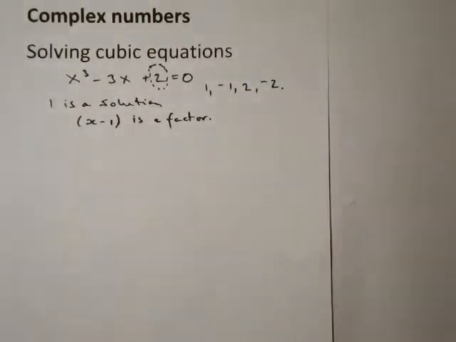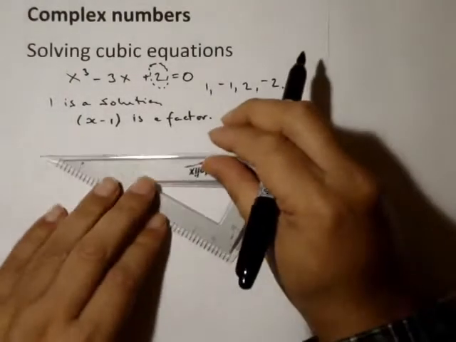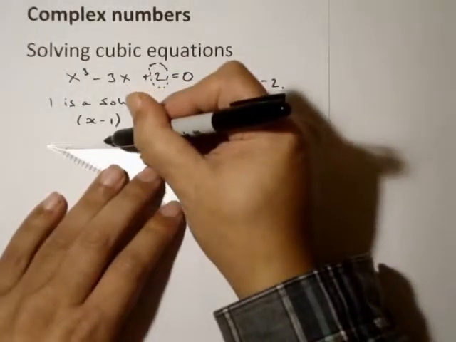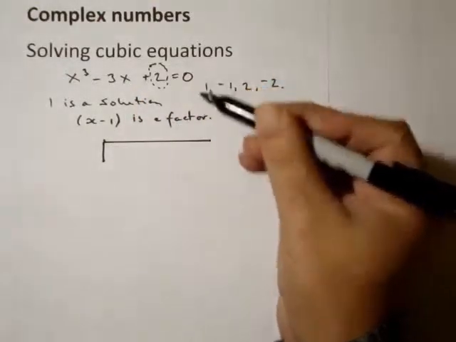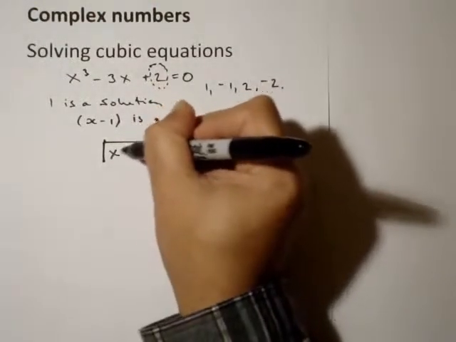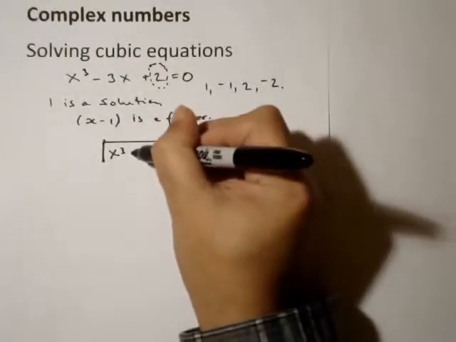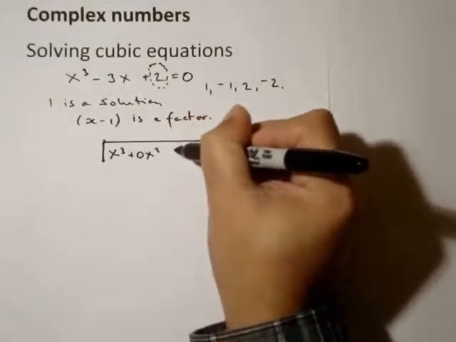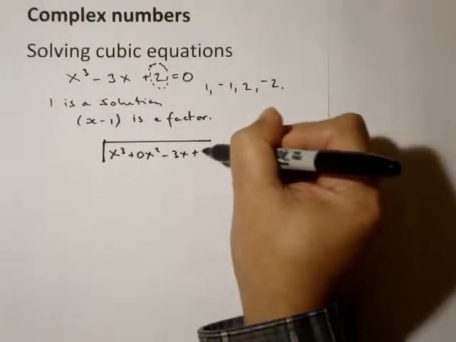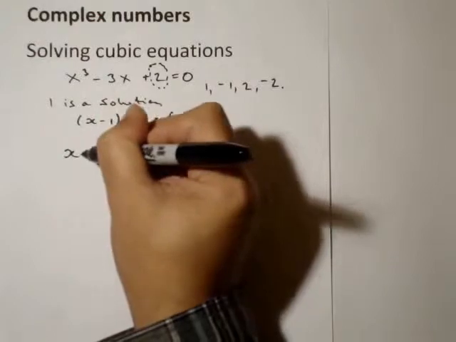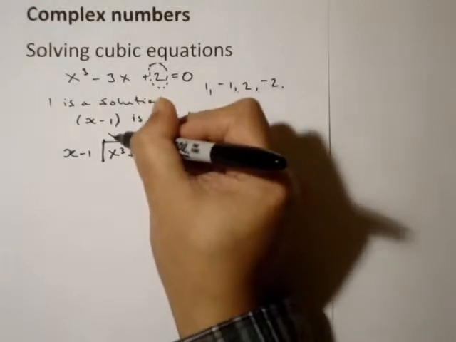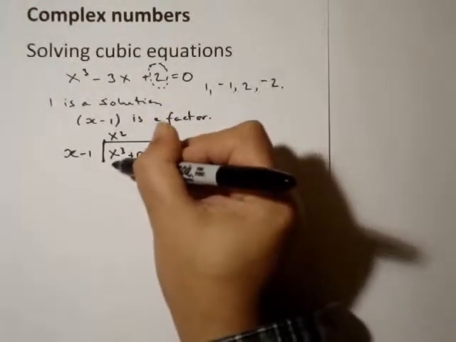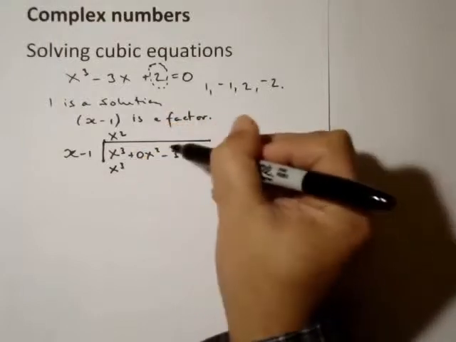So now, to get the quadratic equation, we do some algebraic division. To do that we put the equation underneath. So we have x cubed. Remember there's no x squared, so we have to put 0x squared minus 3x plus 2, and all that's divided by x minus 1. Right, so how many times does x go into x cubed? So that's x squared.